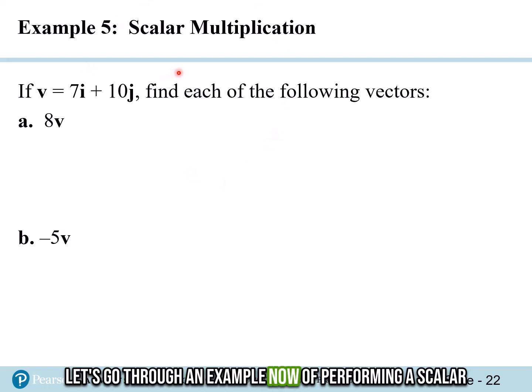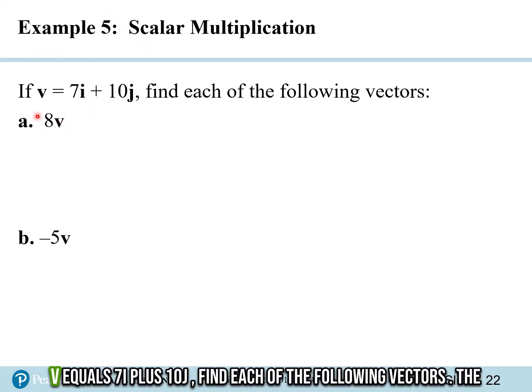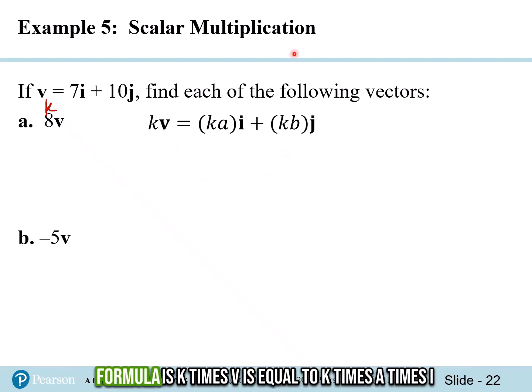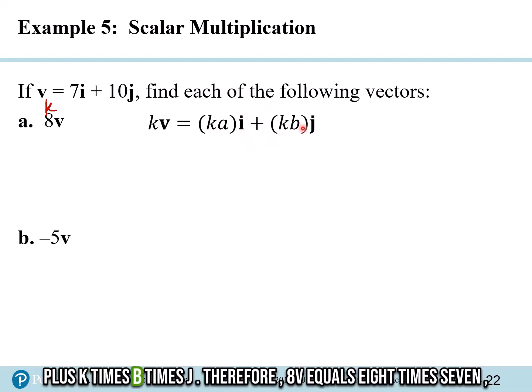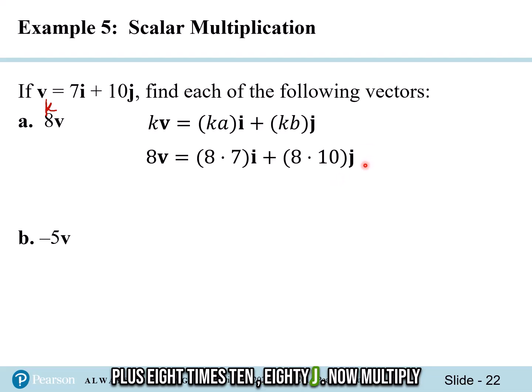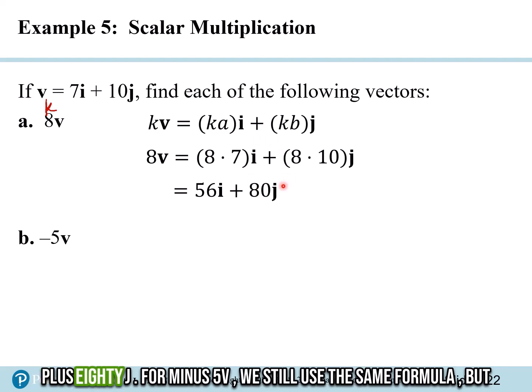Let's go through an example now of performing a scalar multiplication of position vectors. If v equals 7i plus 10j, find each of the following vectors. The first one is 8 times v. So here k is 8. All right. So the formula is k times v is equal to k times a times i plus k times b times j. Therefore, 8v equals 8 times 7, 56i plus 8 times 10, 80j. Now, multiply the scalar quantities: 56i plus 80j.